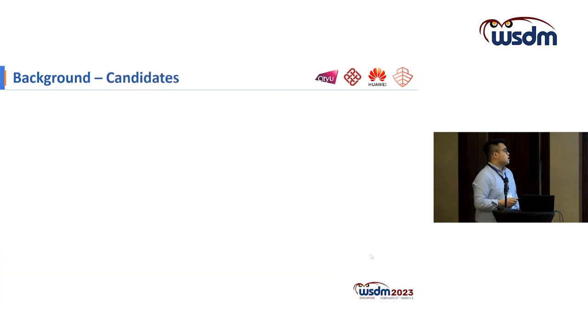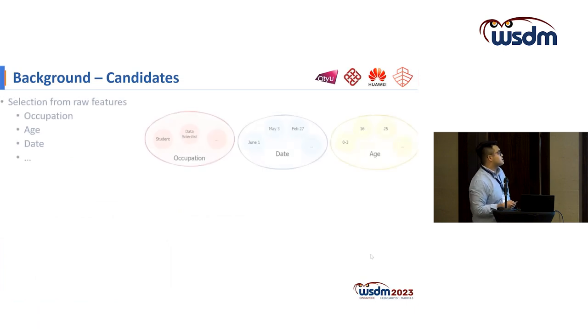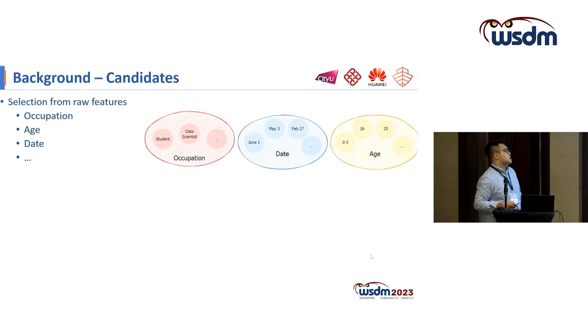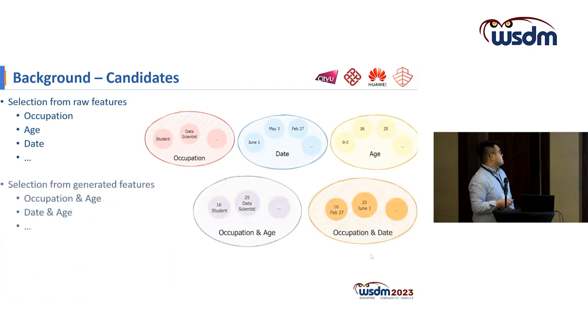First, I want to introduce the first selection criterion, selection candidates. In fact, we could select features from raw features. These raw features are just the input features like occupation, date, and age. The second is selection from generated features. Here we present two examples of second-order crossing features, including occupation and age, and occupation and date.